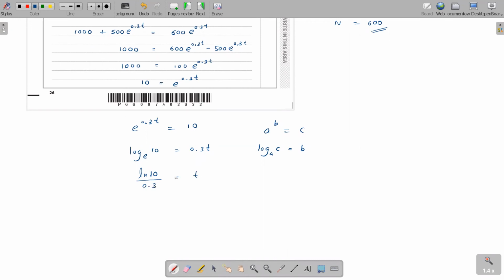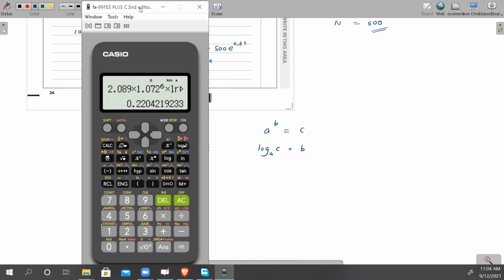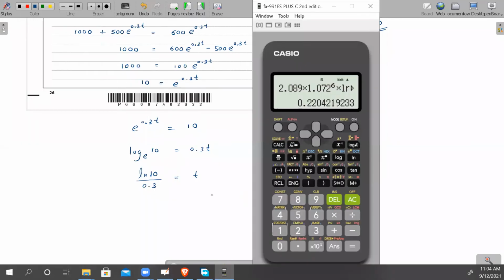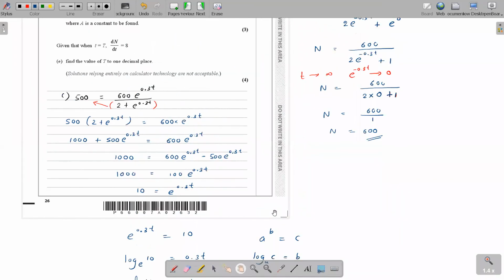Okay, and then what you have to do is take your calculator, type the whole thing in, and give your answer in years. So the time is in years, right? So we'll check that. This is ln 10 divided by 0.3. That gives me 7.67528 years. I think it was in years, right?